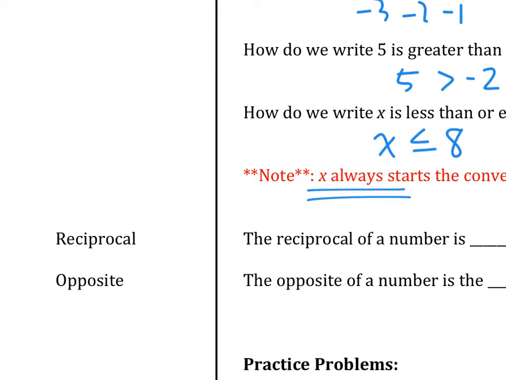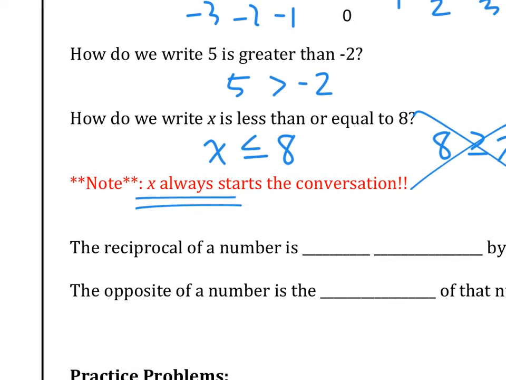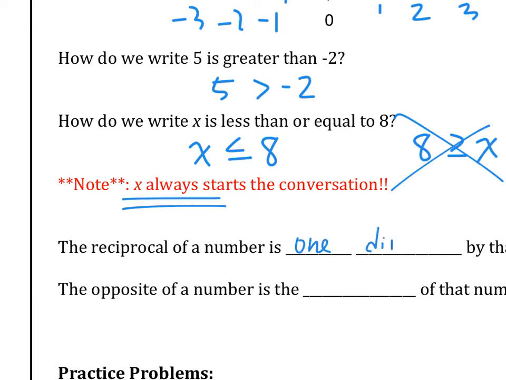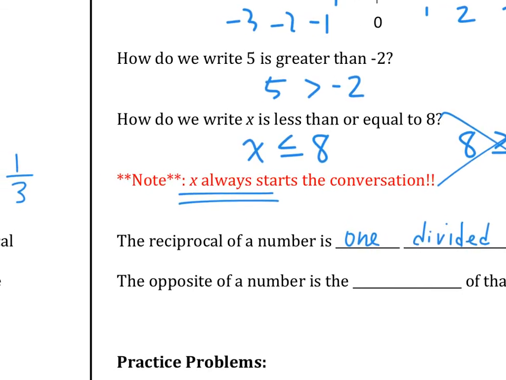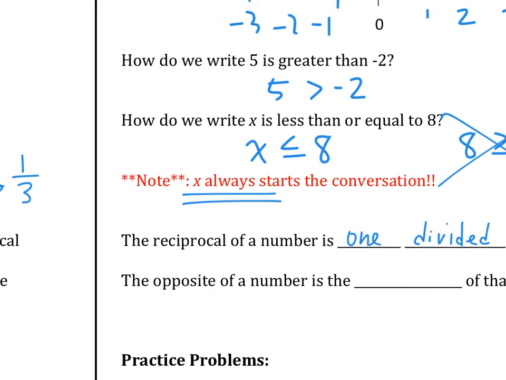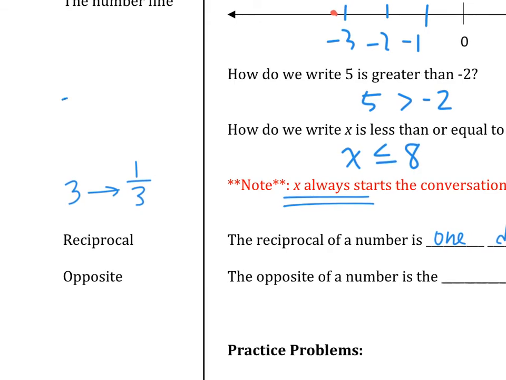All right, let's review some vocab. Reciprocal. What is the reciprocal of 3? 1/3. Some of you might think it's -1/3. Now you're thinking opposite reciprocal. Reciprocal is simply 1 divided by that number. So the reciprocal of 3 is 1 over 3. What about 2/5? What is the reciprocal of 2/5? 5 over 2. Okay, just flip it.